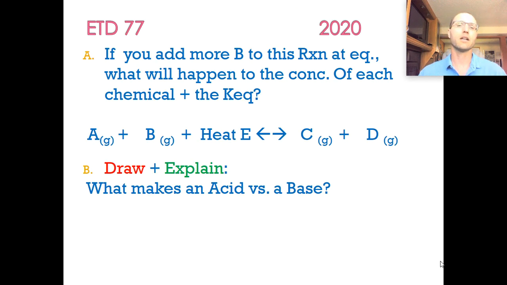Now, key things we're going to take a look at now is we're going to dig into this simple reaction. You should be able to explain to me what would happen if I added more B to this reaction. What would happen to the concentration of each chemical and the KEQ, something we didn't get into yet. And then draw and explain what makes an acid or a base, acid or a base. What's different about the two things? Because one isn't as famous as the other one.